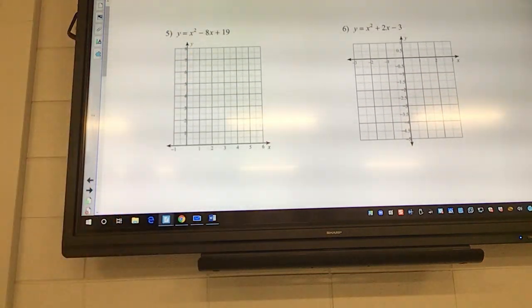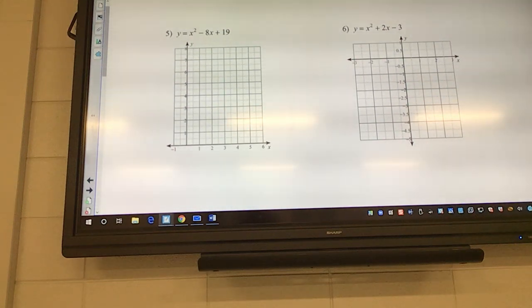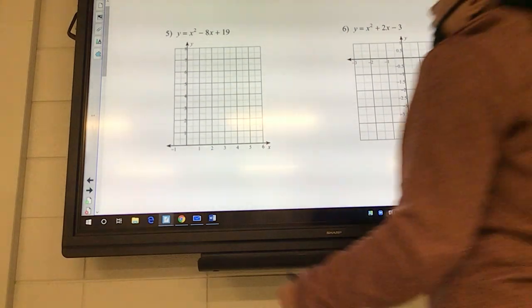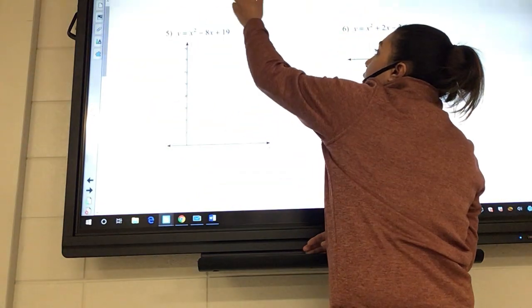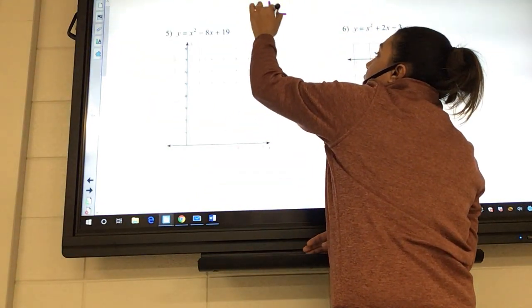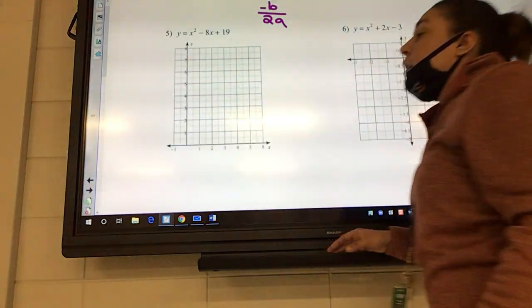Now I want you to take a second. Look at the front page and look at this page. See how the front page has parentheses? These ones do not have parentheses. Okay, these are all in the form where you need to do that negative b over 2a first.